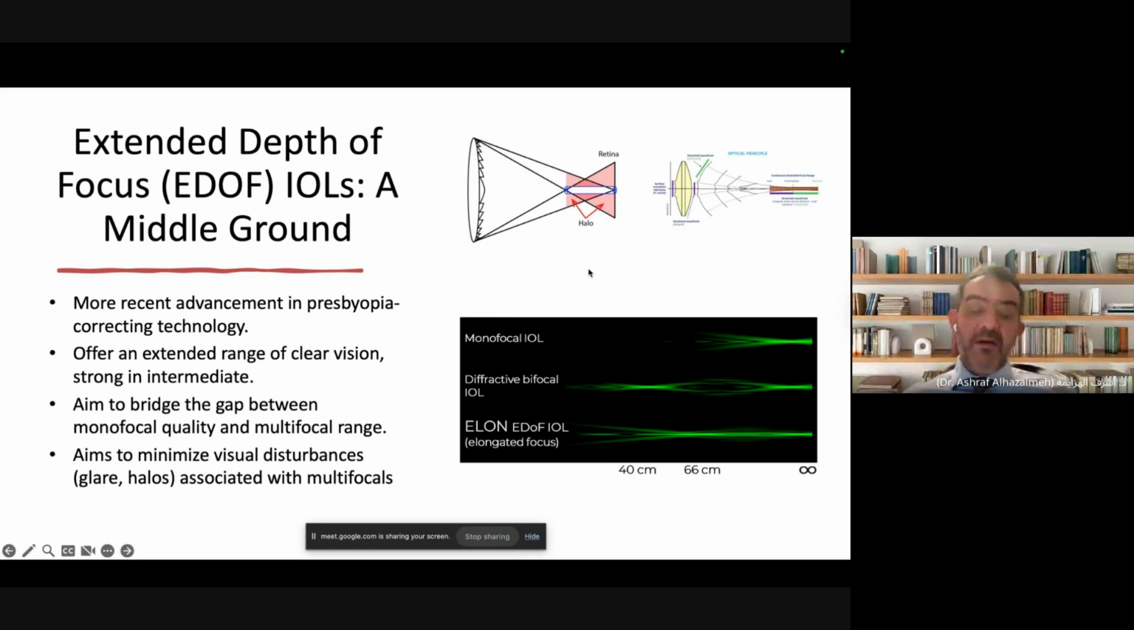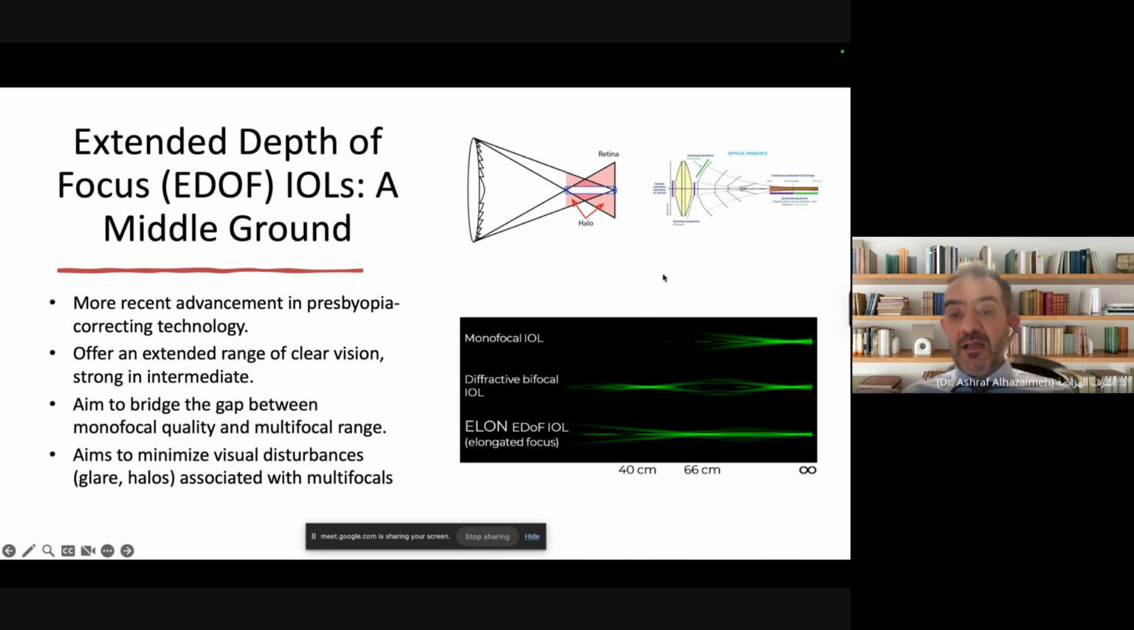Another type of lenses which we have seen during the last couple of years is a principle called extended depth of focus. And if we try to understand what's the difference between extended depth of focus and the multifocal, let us look at this drawing for the multifocal IOL. We will see that the light is focused into 2 points. And it is seen also here that this is the first focal point and this is the second focal point.